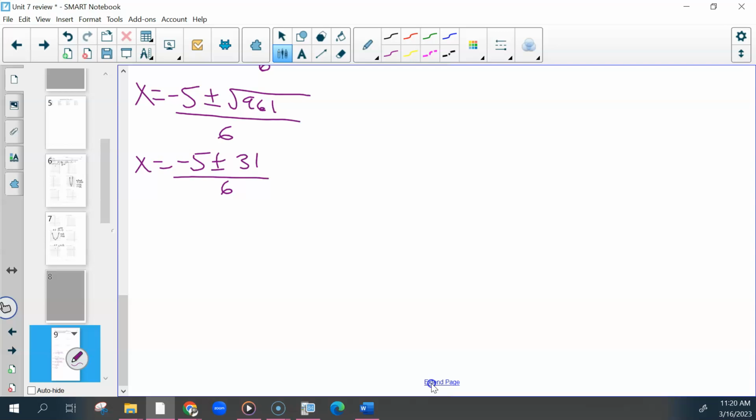And you're going to separate it into two separate things: negative 5 minus 31 over 6 and negative 5 plus 31 over 6. And figure out what both of those would equal. So you can either put that all in your calculator, the negative 5 minus 31 all over 6, or just do the numerator and then divide it.